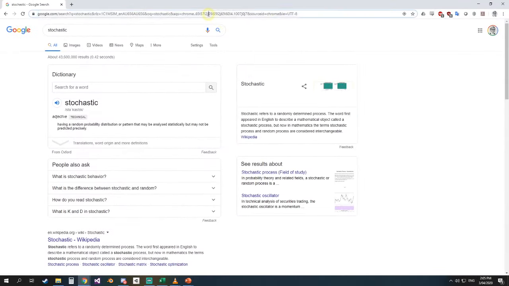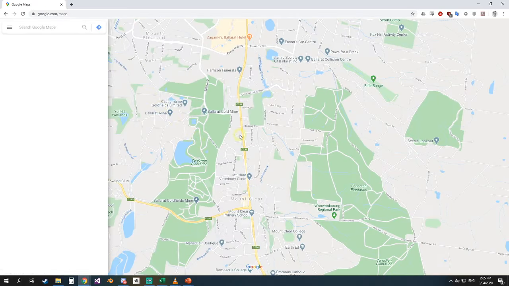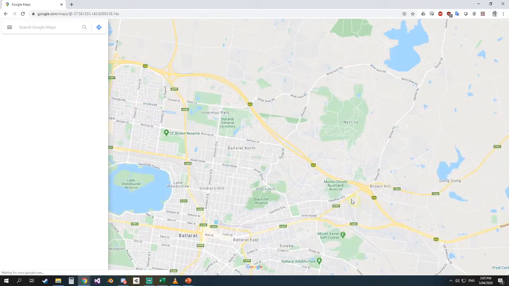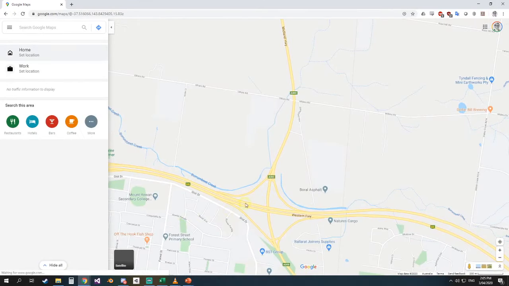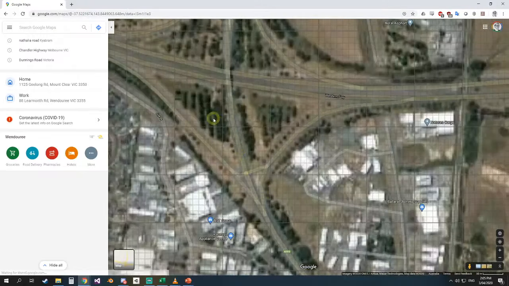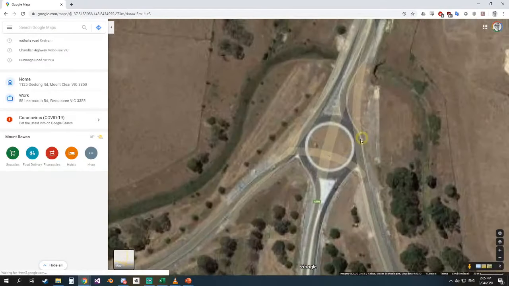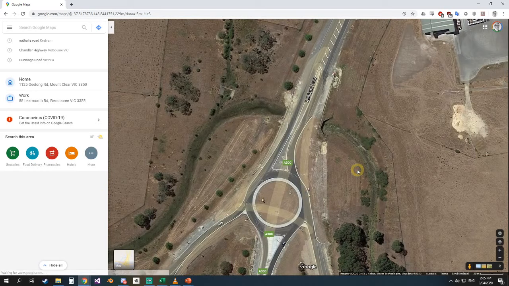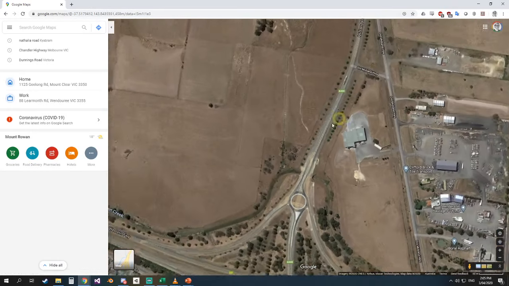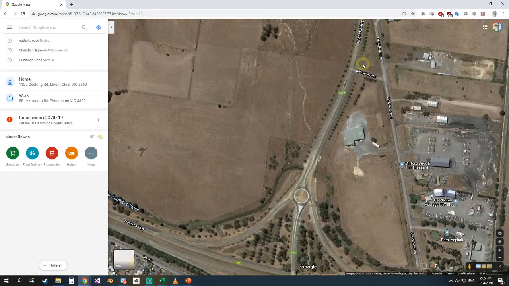I'll quickly go to maps, and I'll try and find you a good example. I think some were recently installed up here on the Western Highway, Midland Highway. That one was already existing. Yeah, so this is a new roundabout that's been installed here. And what I want you to note is we're coming from the Midland Highway, so this is a relatively straight, high speed limit road.